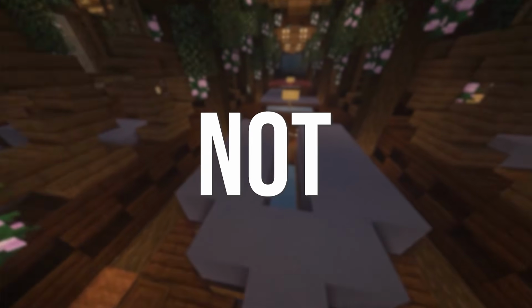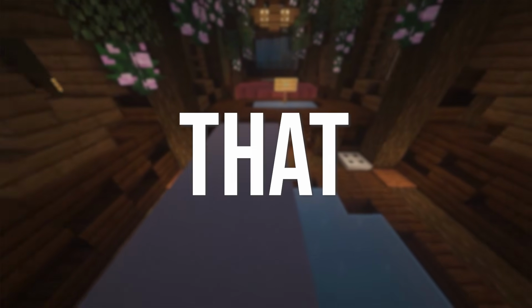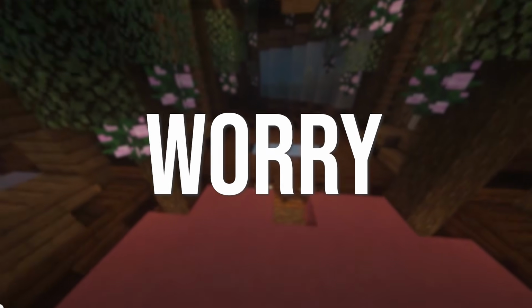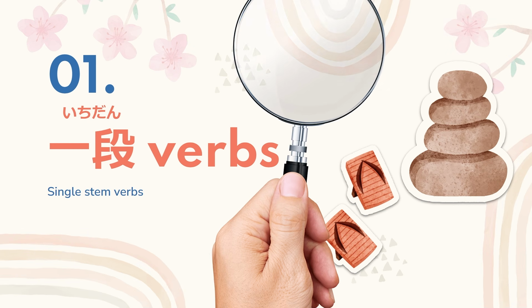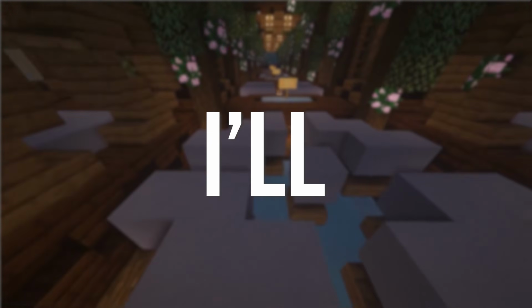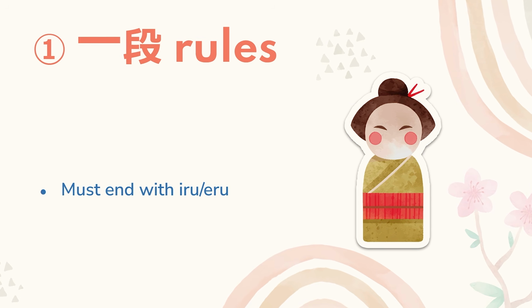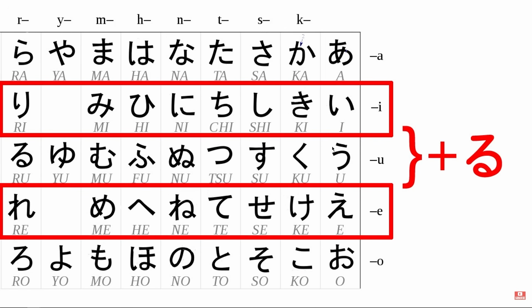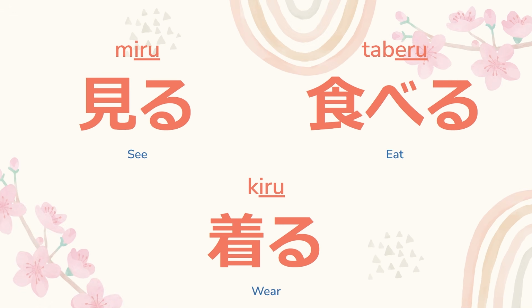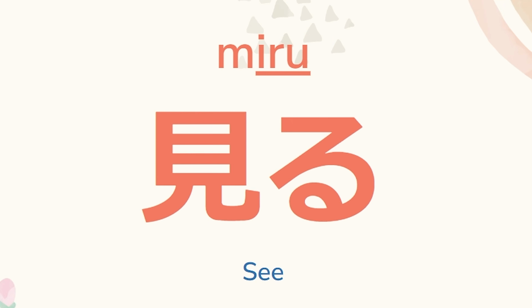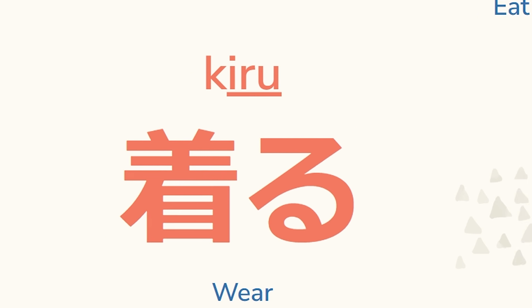And that's not to say that there's not more irregular verbs in Japanese, I'm just saying that as it pertains to this video, we just have 2 to worry about. Okay, so let's take a closer look at Ichidan verbs. These are single stem verbs, and I'll explain what that means in a minute. First, to identify an Ichidan verb, it must end on an iru or an eru. That is to say, it must end with an i-row kana plus a ru, or an e-row kana plus a ru. Examples of Ichidan verbs are miru, to see, taberu, to eat, or kiru, to wear.